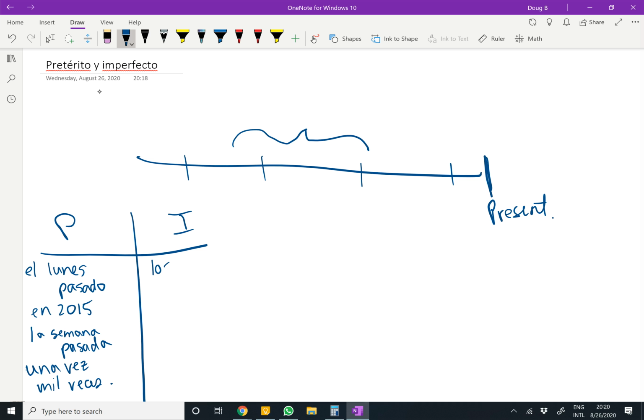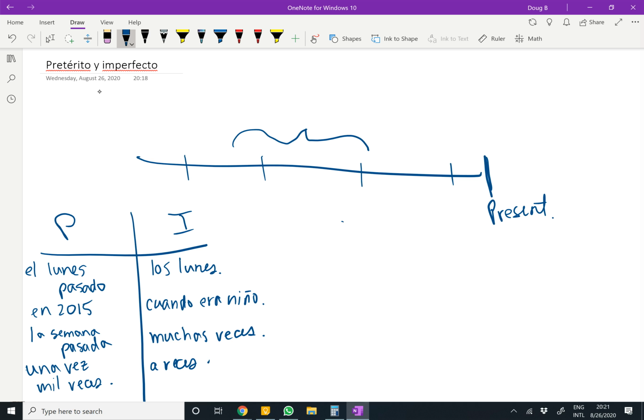Imperfecto, on the other hand, will be los lunes. On Mondays, I used to do something. Cuando era niño. When I was a child, right? You're talking about a general period. Muchas veces. Many times, because we're not putting a particular number of times on it. A veces, sometimes. Even if it's not many times, even if it's just sometimes, if you don't put a specific number of times on it, it's probably going to be imperfecto.